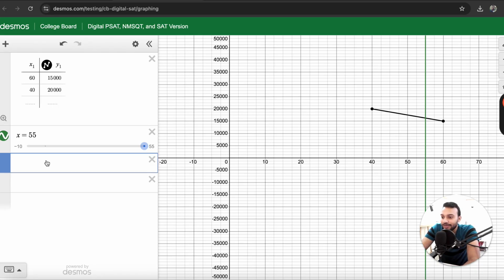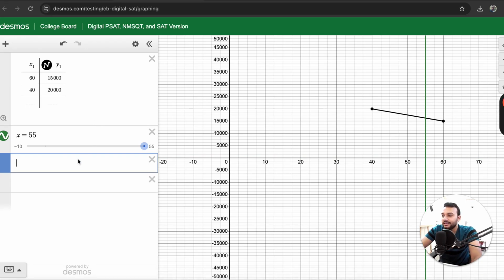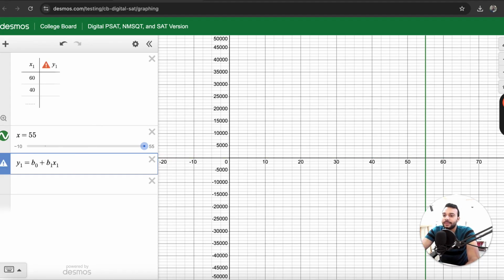For regression, you will write y1 is equal to b0 plus b1 x1. This is the general equation of a line, on regression. So as you can see, when I write y1 is equal to b0 plus b1 x1, I've done everything right, but it's still not giving me anything.